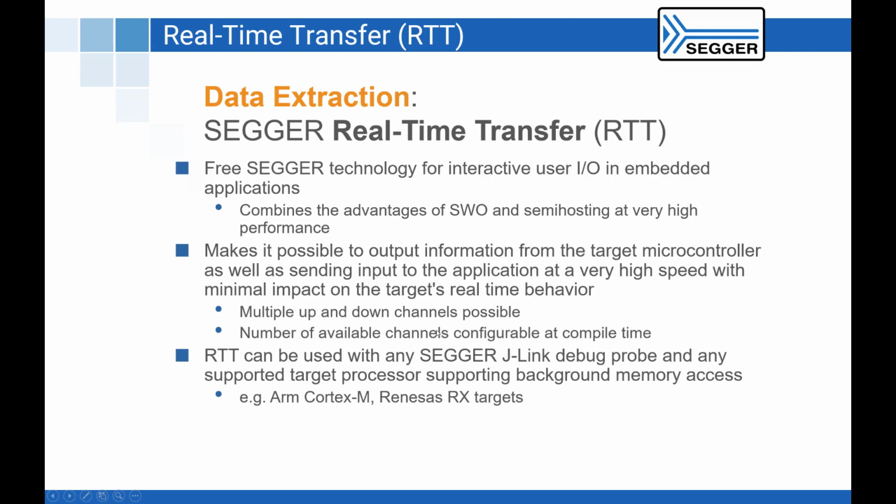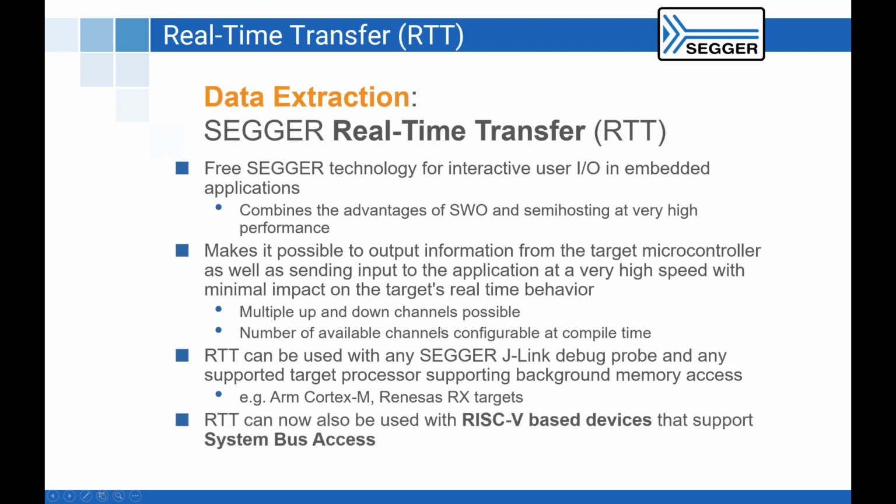And you can use RTT with any SEGGER J-Link debug probe, but it has to be a J-Link. And any processor that allows for background memory access. So usually those are your ARM Cortex-M, Renesas RX targets. Those allow these background memory accesses that we need.